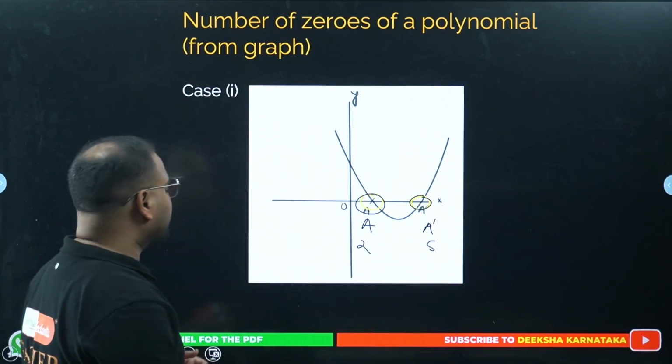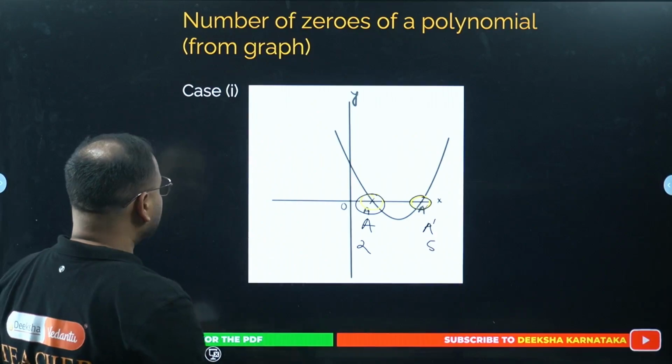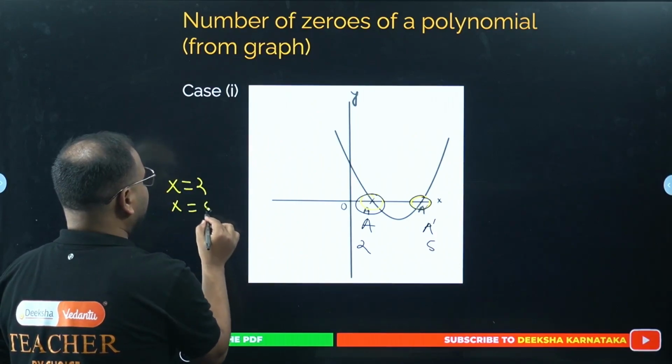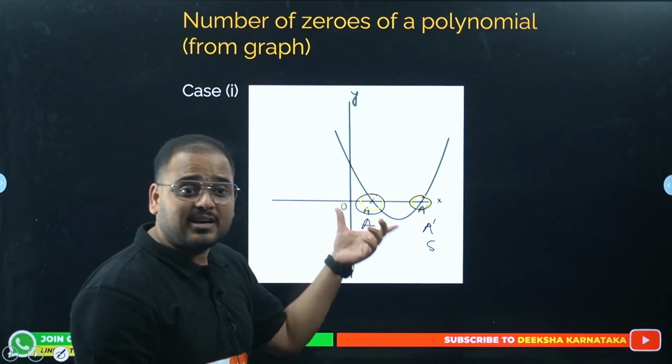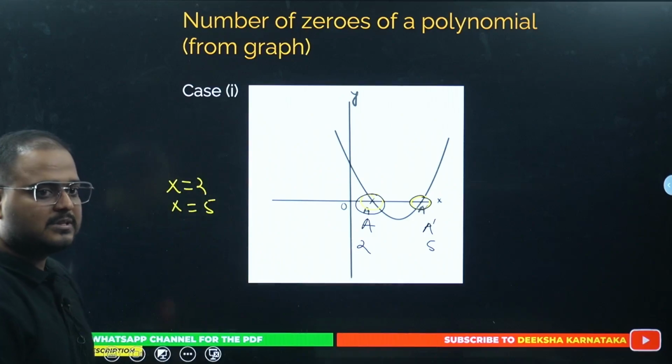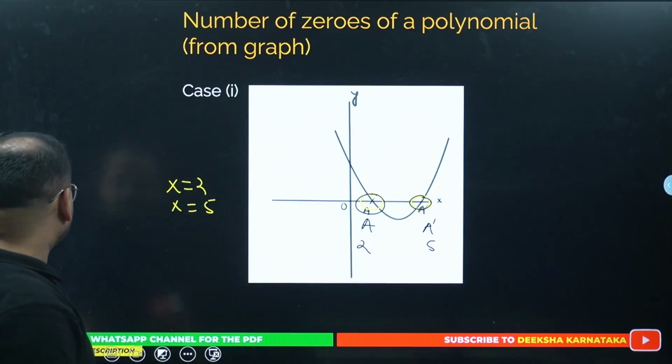So my zeros are nothing but x equals 2 and x equals 5. Whenever the x-axis is cut by the graph, 2 places will have 2 zeros. Okay, this is clear. Let's move on to case number 2.